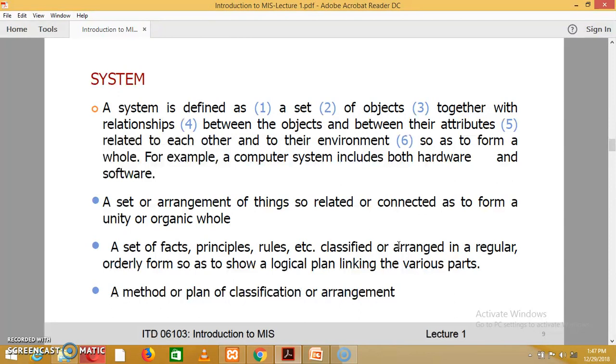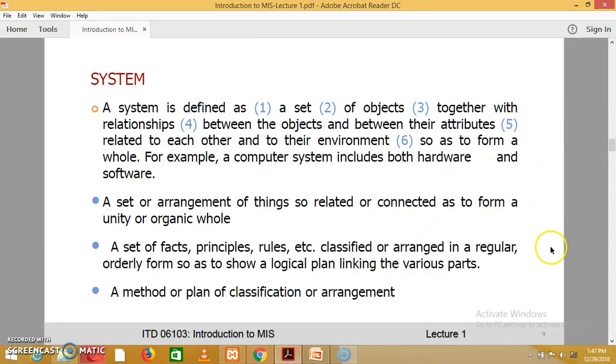So what is a system? A system is a set of objects or components that work together so as to give the same output. This is all about the system, right? So this is the general meaning of a system.